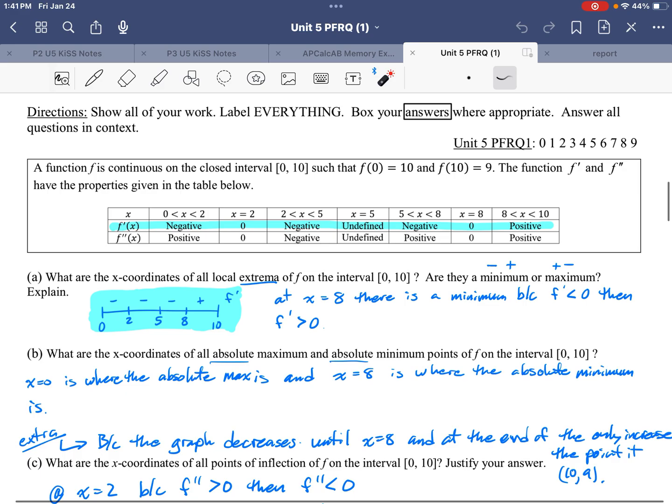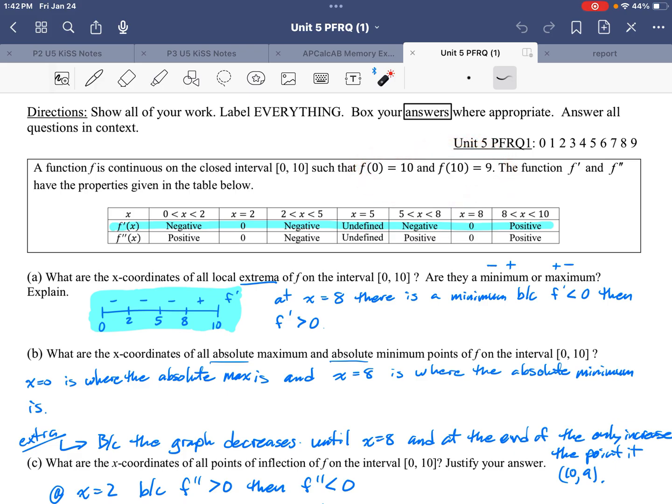For this first FRQ, we're given a function f. We're told that it's continuous on this closed interval, and we know this point and this point. So we know (0, 10) and (10, 9). The function f prime and f double prime have the properties given below. Remember, these are f prime and f double prime. They are not f. The only thing we know about f are these 2 points right here.